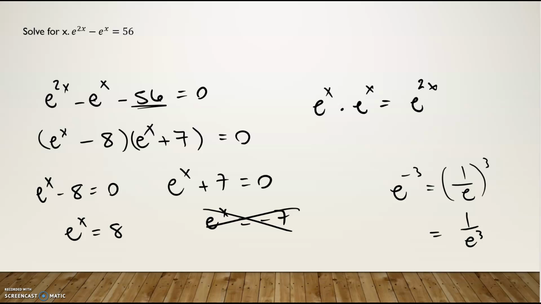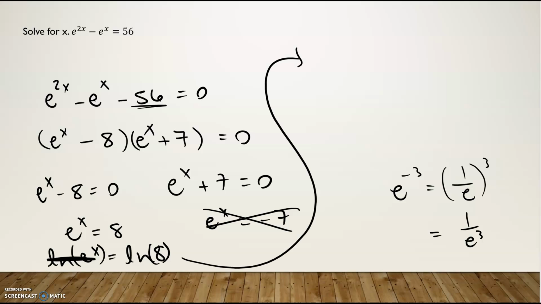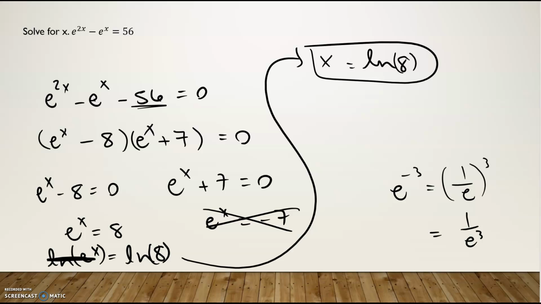Now this one over here, we can apply the natural log to both sides, and it will cancel out the e in the natural log here, so I'm left with just the exponent. Okay, and the exponent is x in this case, so x is equal to the natural log of 8, and this is the answer to this equation.